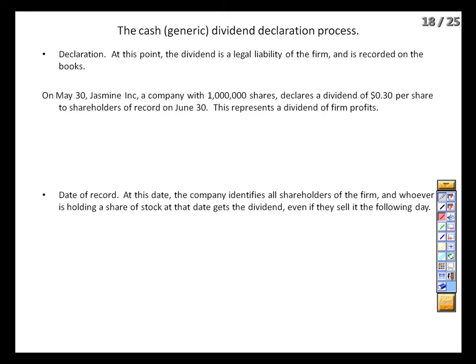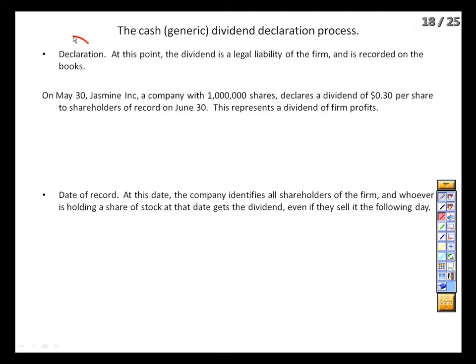So, the cash and generic dividend process. If we pay a dividend in cash, this is how we're going to do it. If we pay a dividend in stock, this is how we're going to do it. If we pay a dividend in Twinkies, year-old or otherwise, this is how we're going to do it.